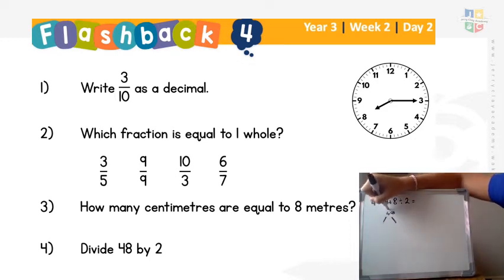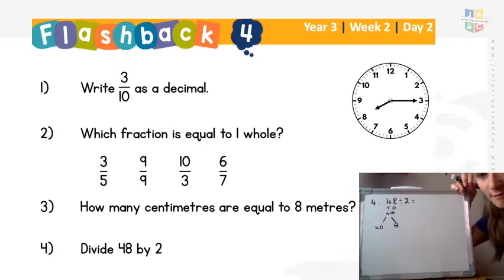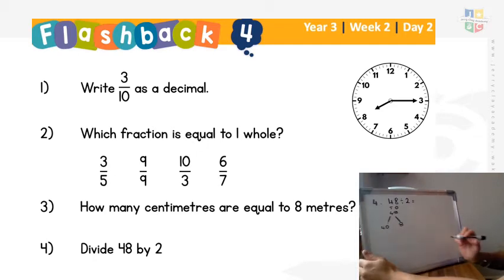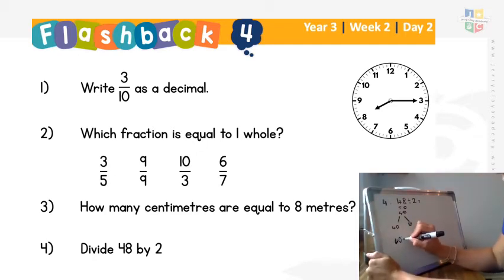So I could have done it, these are my 10s, these are my 1s. Well, I know I've got 8 1s and I know I've got 40 in my 10s column, so I could have partitioned it. Then what I could have done, I could have divided each of these numbers. So I could have done 40 divided by 2 and 8 divided by 2.